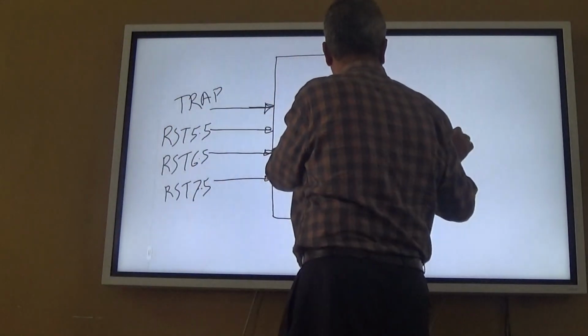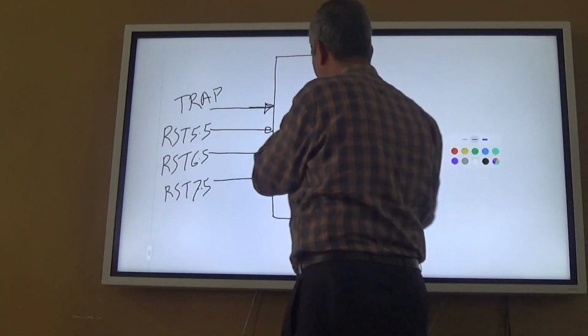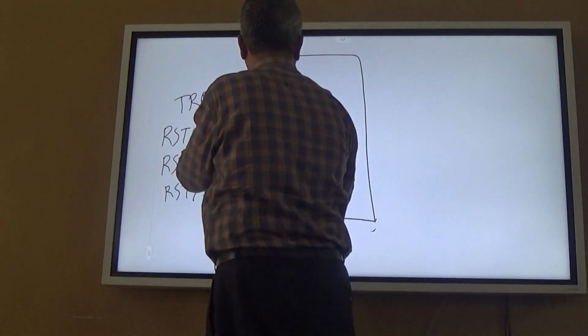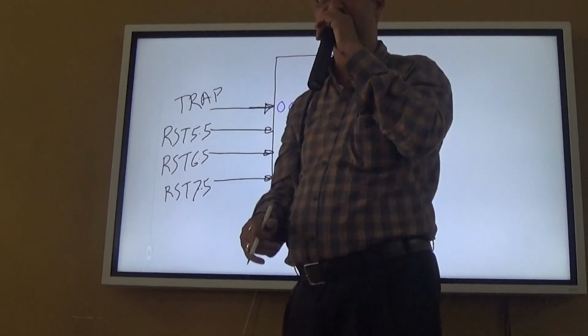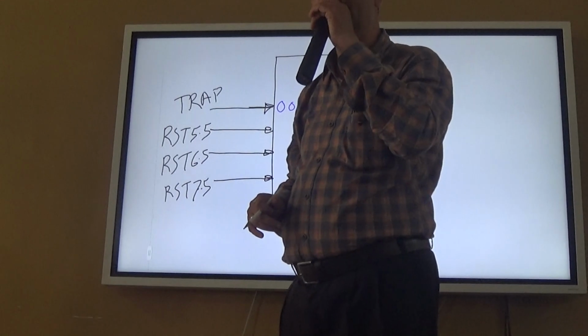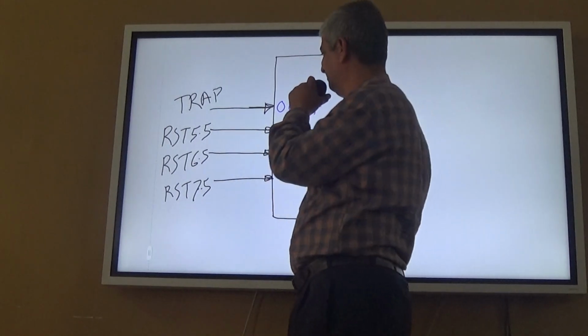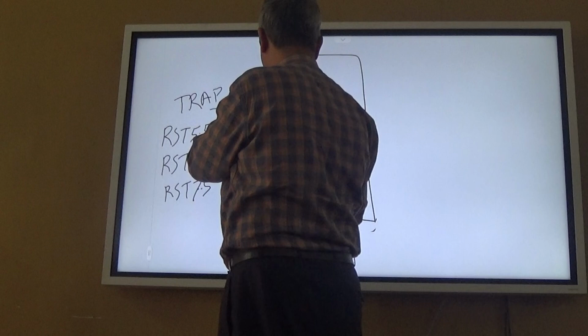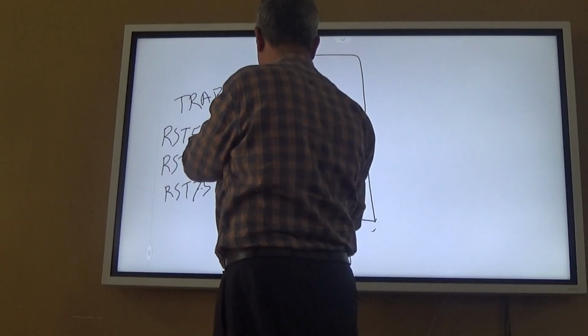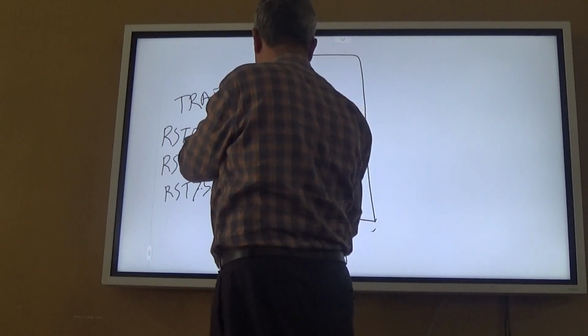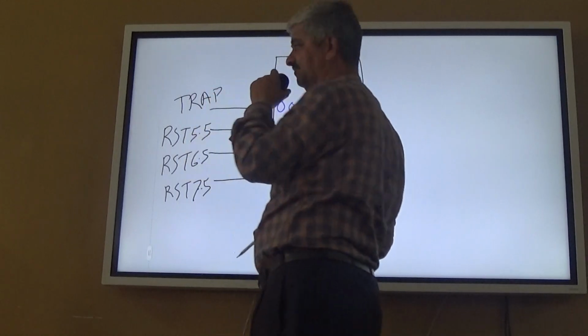So the location addresses of these 4 are: Trap 0024. I think you must be knowing what is RST 5.5? No? 002C, 0034, 003C.